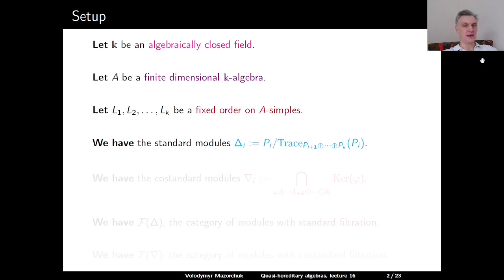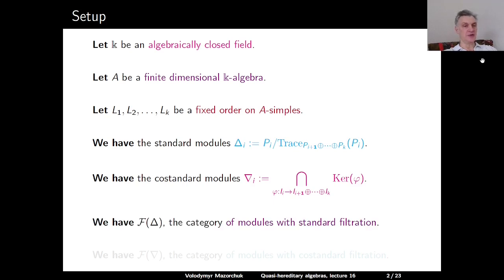the quotient of Pi modulo the trace in Pi of all the projectives Pi+1, Pi+2, and so on, all the way up to Pk. And we can also define, for any i between 1 and k, the costandard module ∇i as the intersection of the kernels of all homomorphisms from the injective envelope Ii to all the injectives Ii+1 and so on, Ik. So all these were defined for quasi-hereditary algebras, so we take this general definition.